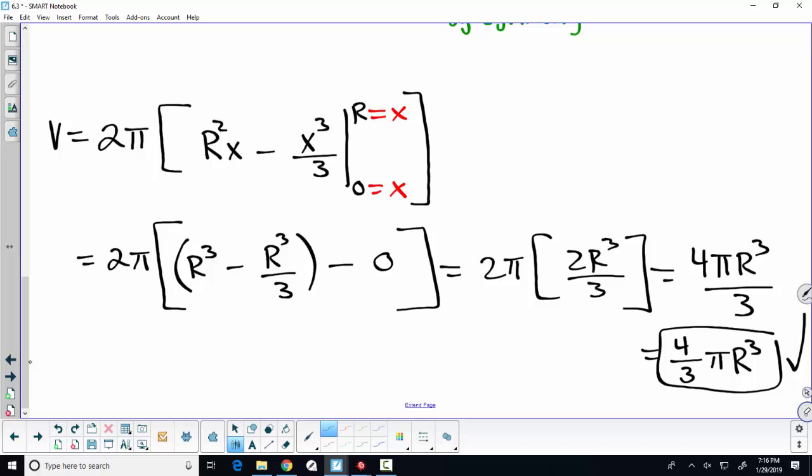Honestly, the antiderivative stuff should be secondary. I do want to make sure everyone's okay with how we're getting the area functions before we move on. So please, if you have any questions, ask.